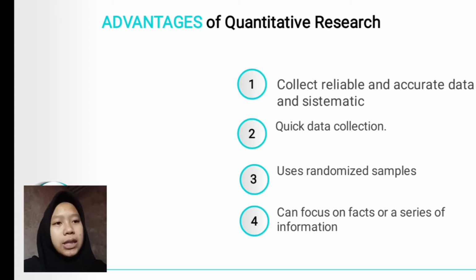Number four is it can focus on facts or a series of information. Researchers can use the quantitative approach to focus on specific facts that they want to study in the general population. This method is also useful when a series of data points are highly desirable within a particular demographic. It is a process that lets us understand the reason behind a decision, behavior, or action from an associative viewpoint.